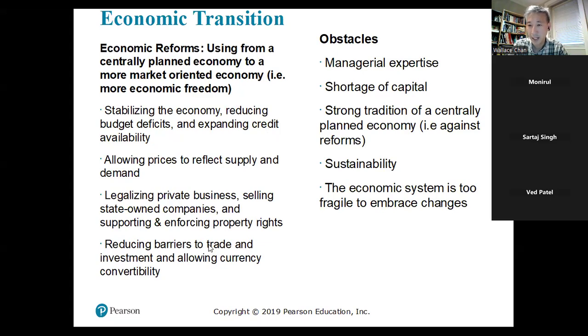A lot of those centrally planned economies, when trying to change to more market-oriented economies, face certain obstacles, including that they tend to be short of capital. They are short of people who know how to manage businesses. They still have a very strong tradition of centrally planned economy, and a lot of government officials are against reforms. Also, they don't know how to develop the economy in a sustainable way. Very often, the economic system can be too fragile to embrace changes.